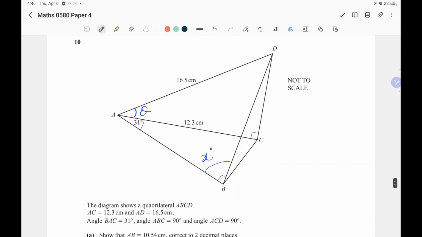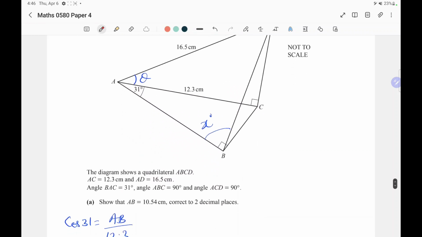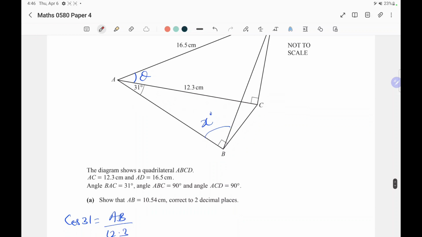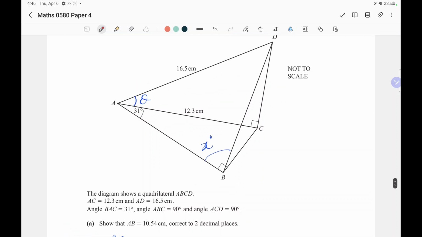So here we have many triangles. Let us read this question. This is a quadrilateral ABCD where AC, AD, BAC and some information are given. We need to find AB length. Where is AB? Yeah, AB length, this one.